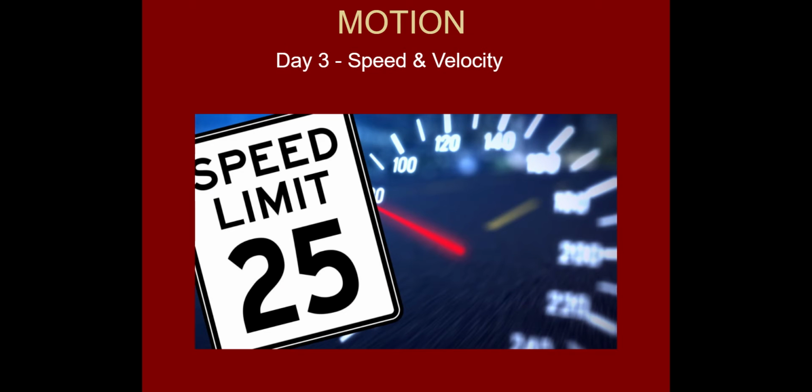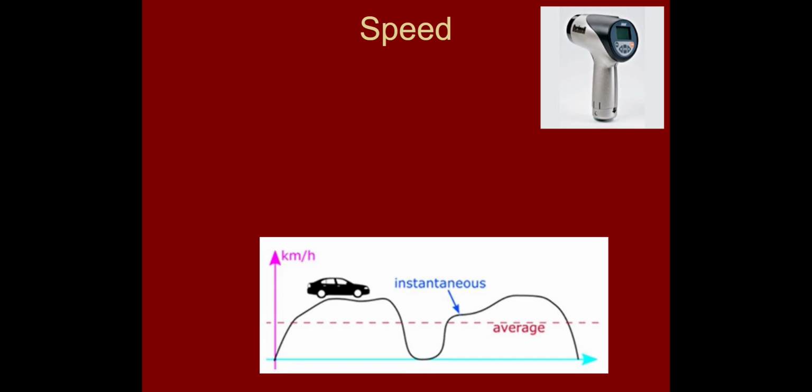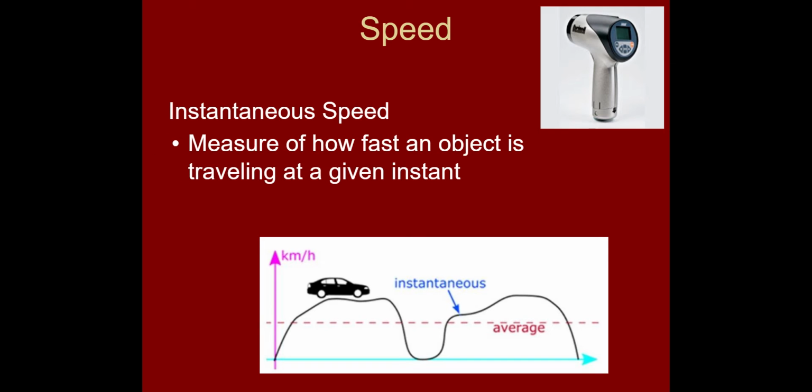Okay, so day 3, we're going to talk about speed and velocity. Speed is a measure of how fast an object is traveling. So we have two types of speed that we need to talk about. The first one is instantaneous speed. And instantaneous speed is the measure of how fast an object is traveling at a given instant.